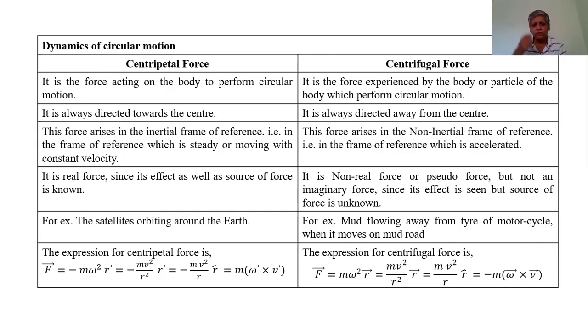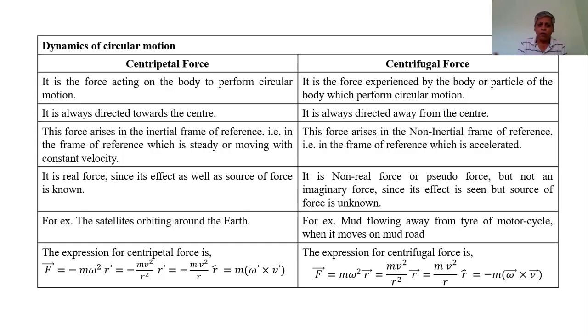Here, in centrifugal force, the passenger leans away from the center. That is in the non-inertial frame of reference. Its effect is seen. Passengers lean towards the right side when the bus turns towards the left, which can be seen. But the source of the force cannot be known. Hence, that is observed in the non-inertial frame of reference. Hence, that is the non-real force, or it is called the pseudo force.